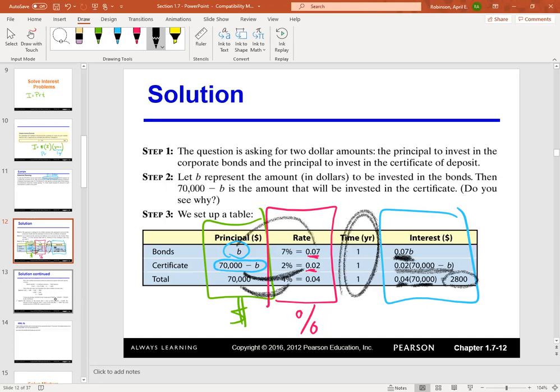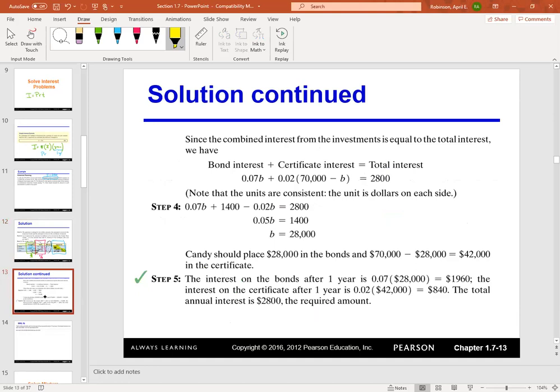Now, what they do is from this table, they make an equation out of those three things. They take the 0.07B right here, plus the 0.02 times 70,000 minus B, and that's going to equal the 2,800. Remember, she puts some of the money in a bond. She puts the rest of it in a certificate, a CD. So she's making some money in this account, she's making some money in that account, and in the end, she wants $2,800.